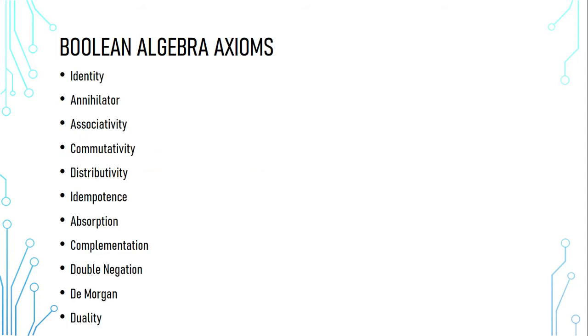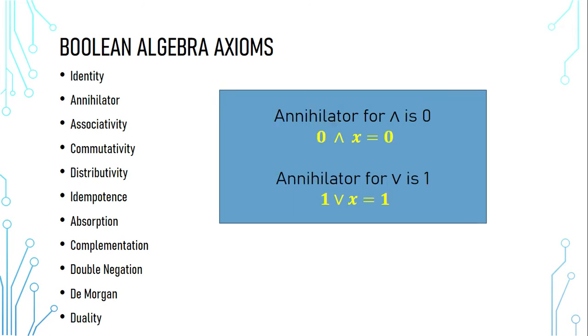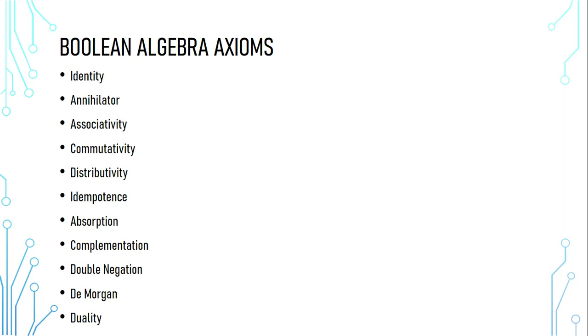And in this slide, we will review Boolean algebra axioms very briefly and quickly. You can pause the video and look at them if you cannot keep up with the video pace. Identity. Identity for AND operation is 1 and for OR is 0. It means that if you AND any Boolean variable or value with 1, the result will be that variable or value. Annihilator. Annihilator for AND is 0. It means if we AND anything with 0, the result will be 0. And annihilator for OR is 1, meaning that ORing any Boolean variable or value with 1 results in 1.